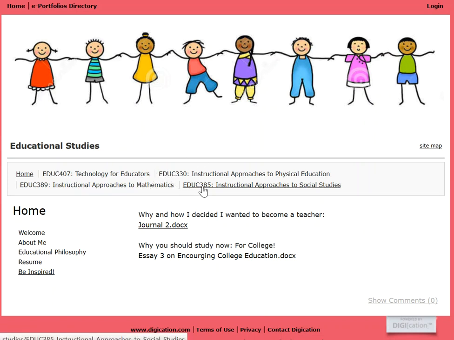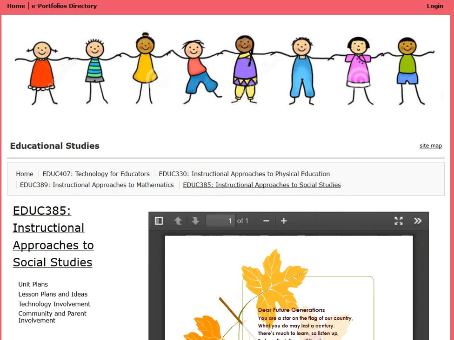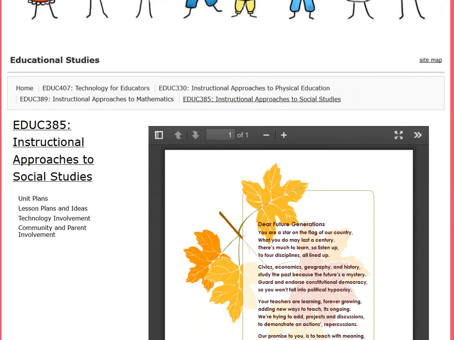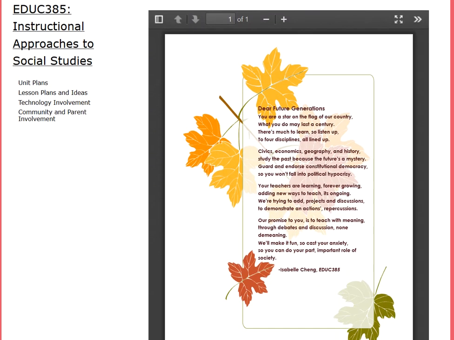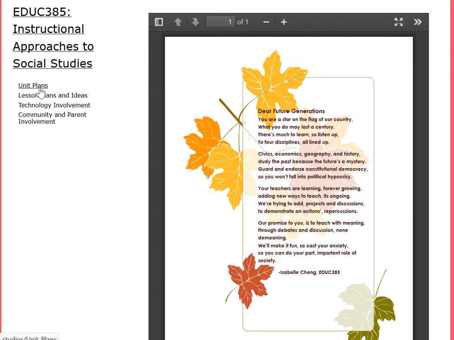So for this class, I will go into the Education 385 Instructional Approaches to Social Studies. For my home page, I included the Dear Future Generations paper that we had to do about what we expect and what we want to learn from social studies and why it is important. It's just a good way to open up social studies.